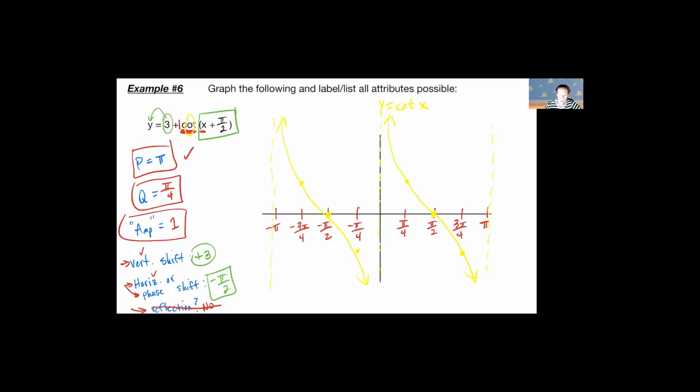The easiest one I'm going to go ahead and do first, which is the vertical. So I'm going to do that first by shifting what up 3? Everything. So that means I'm going to take 1, 2, 3, 1, 2, 3, and technically my asymptotes as well, and I'm going to shift everything up 3. So I'm just going to grab my x-axis, and I'm going to go up 1, 2, 3, and I'm going to plot that. So now all of these things will be up.